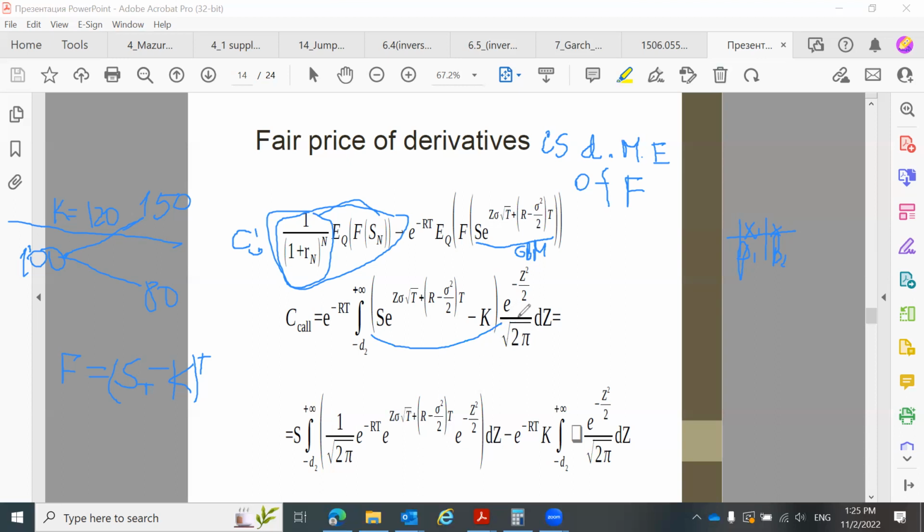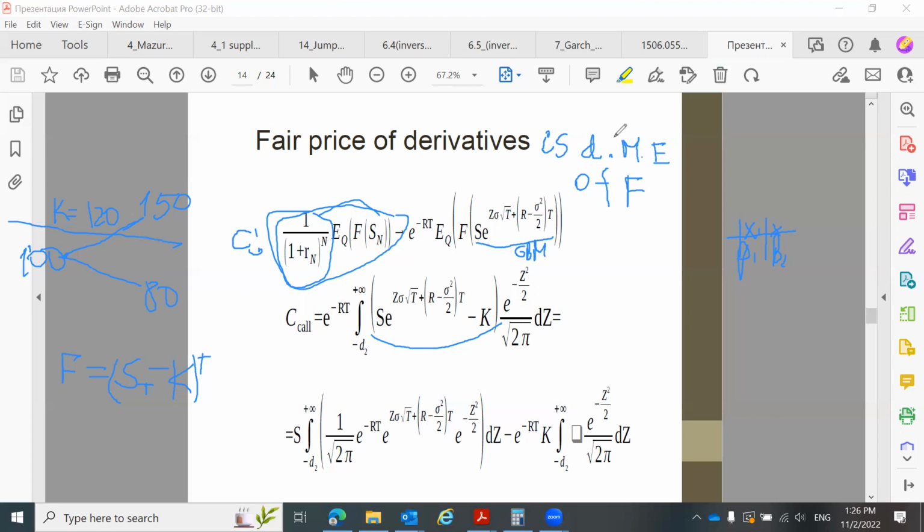And it is normal distribution. So the density of the normal distribution is e to the power minus z squared, divided by square root of 2 pi. And after that, we can write this as the difference of two integrals, this multiplied by this, minus the integral of K multiplied by this. And after that, we can write as before the integral, because it's constant.